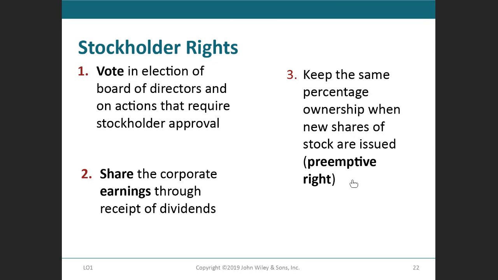They also have something called preemptive right, which is the right to keep the same percentage ownership when new shares of stock are issued. So let's say the company issued 100,000 shares, and you have 10,000 shares. That means you have 10% ownership, okay? If the company issues additional shares, you have the right to buy and keep your percentage at 10%. You will be given the option to do that. Follow? So you can buy up to that percentage.